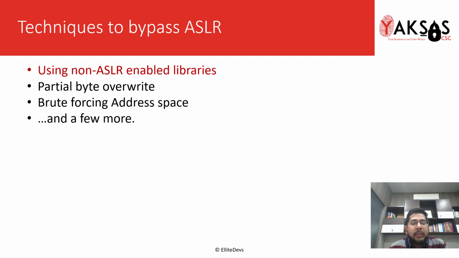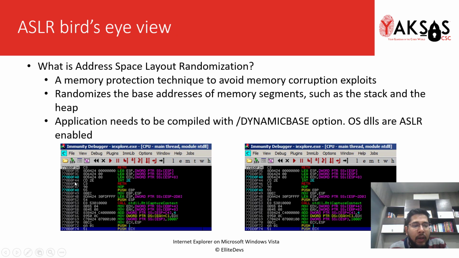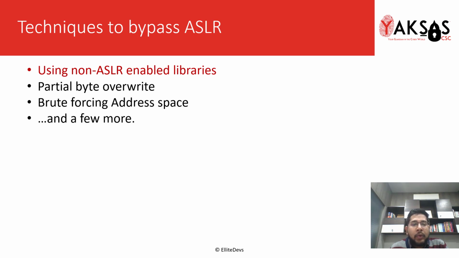Our second technique is partial byte overwrite. If I go back to the slide here, we can overwrite these two bytes, and we'll design an exploit in such a way that the application supplies the randomized bytes. This is a technique that we'll cover in a later module. The third technique is brute forcing the address space, wherein you design your exploit in such a way that it tries to guess the randomized address. It's more of a trial and error method, and it has a huge overhead in terms of size, and it might also lead to unstable exploits. There are a few more techniques to bypass ASLR, which we'll cover in one of our later modules.